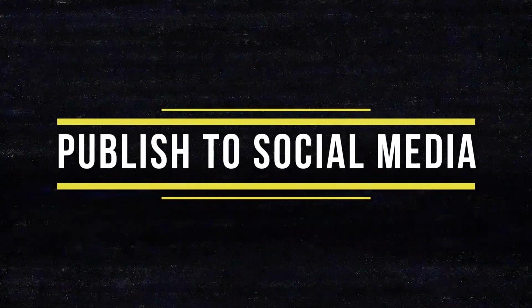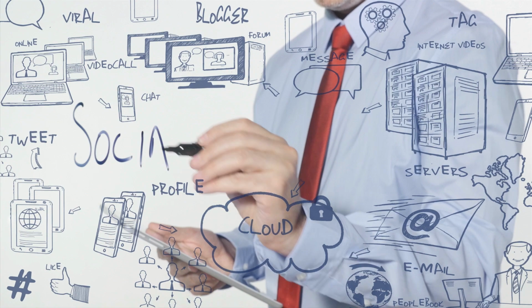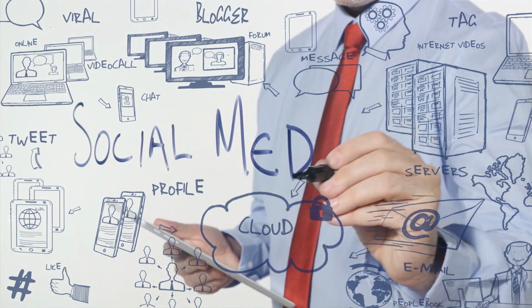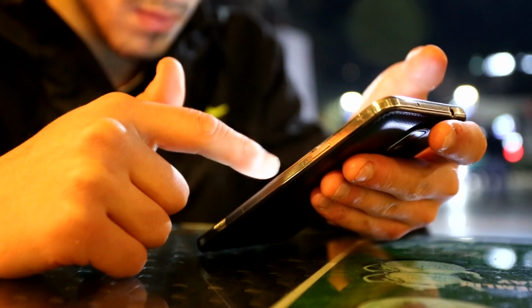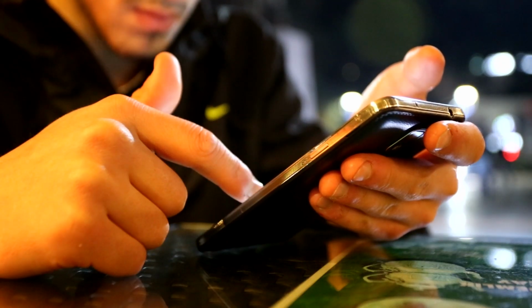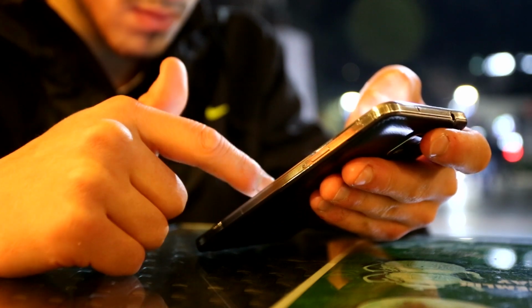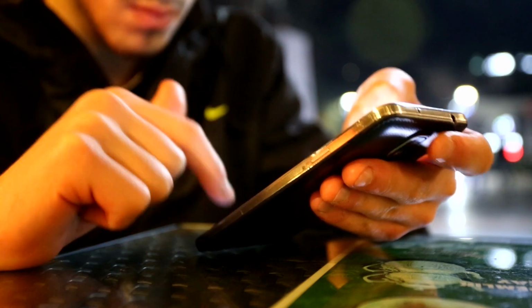Publish to social media. When publishing to social media, there are a few tips you can keep in mind to boost performance. Firstly, make sure to upload your video natively. Each social media platform aims to keep you there as long as possible, so algorithms are biased towards native video.